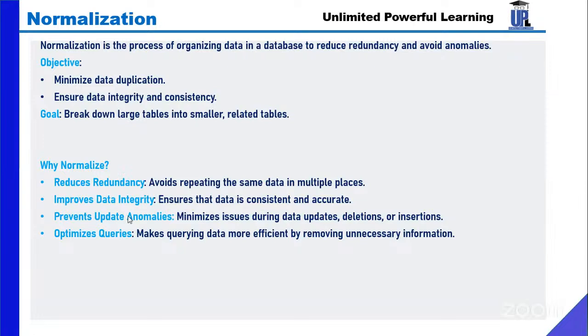It prevents update anomalies, minimizing issues during data updates, deletion or insertion of records. If I am inserting into multiple tables, it prevents the update anomalies. It also optimizes queries, because performance is most important. Select star from employee: if it is 1 lakh records, it is okay. If there are 1 trillion records, how efficiently can you read it? How do you improve the performance? How many columns should I take for the query purpose? How should I represent it properly? All these things will be better understood through the concept of normalization.